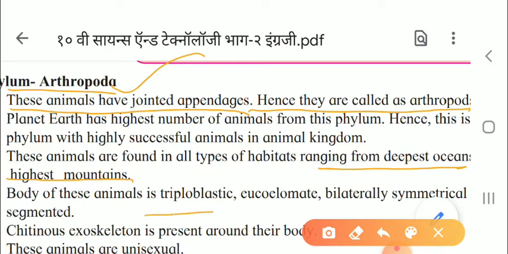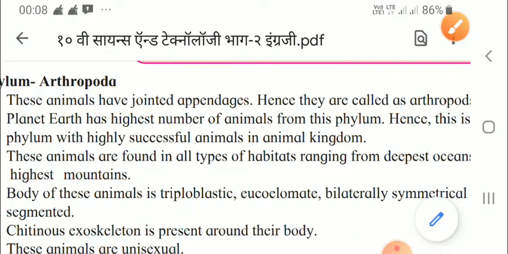Triploblastic means they are made up of three layers. That means ectoderm, mesoderm and endoderm. So what are the three layers of triploblastic? Ectoderm, mesoderm and endoderm. Now they are eucoelomate. Eucoelomate means they are having true cavity. Then bilaterally symmetrical. Again, if we cut in two halves, we can get the mirror image of each other.